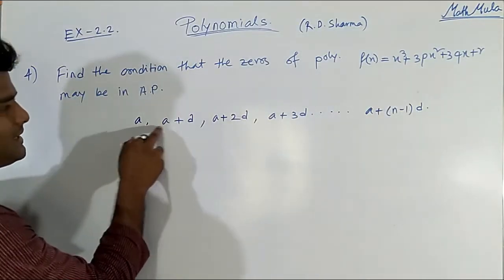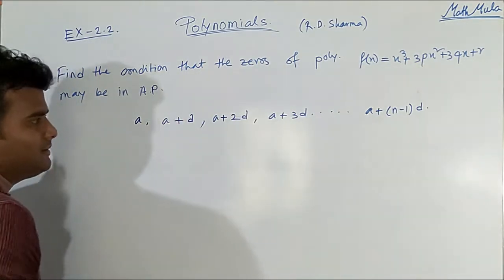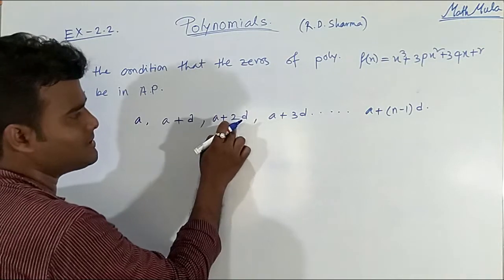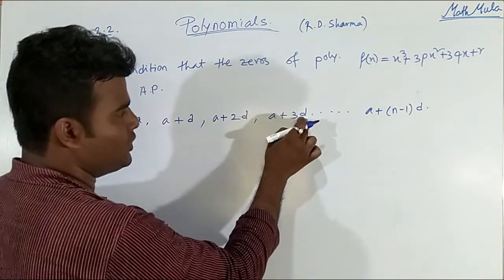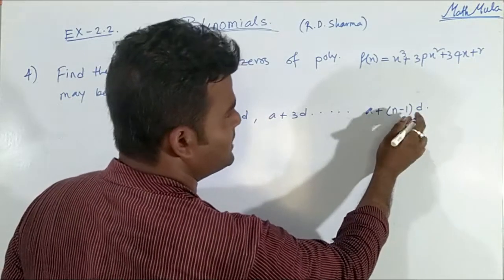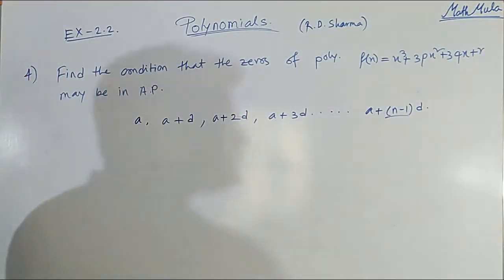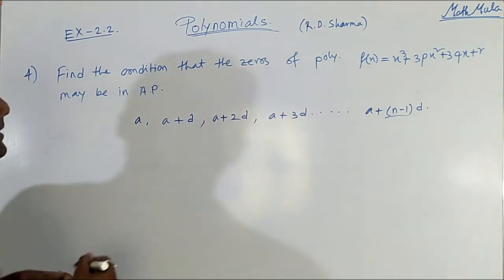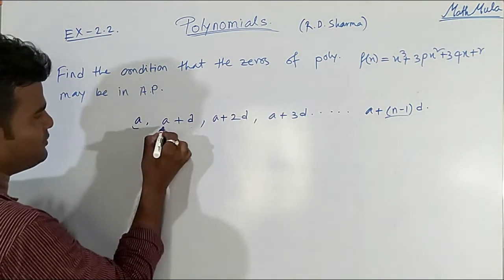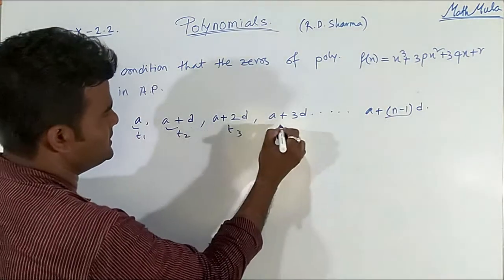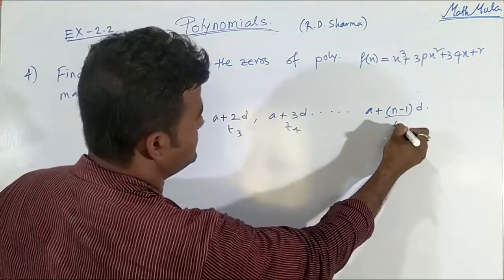When the term is the second term, then the multiple of d is 1. When this is the third term, the multiple of d is 2. When this is the fourth term, the multiple of d is 3. Similarly, when this is the nth term, the multiple of d is n minus 1. The common difference of each term is d. If we subtract the first term from the second term, this is t1, this is t2, this is t3, this is t4, and this is tn.